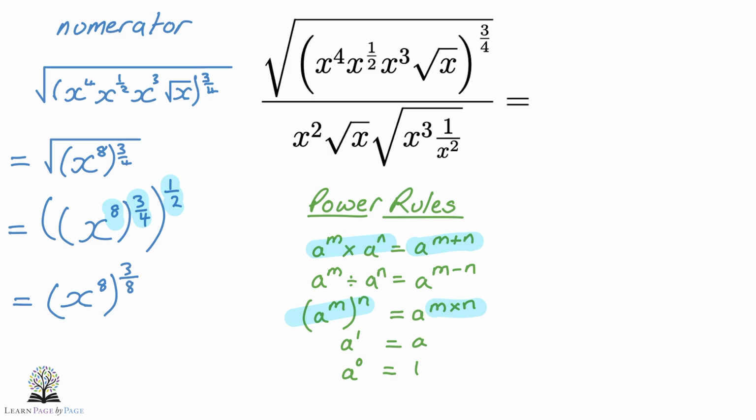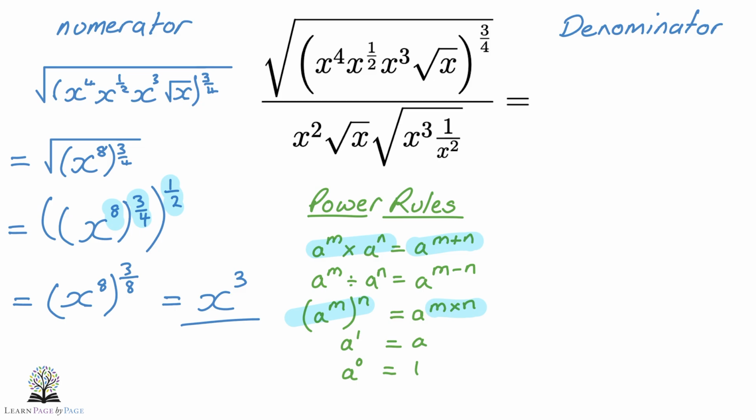And now we can go ahead and multiply those powers. And that's 3/8 multiplied by 8, which will give us 24/8, and that will equal 3. So we have x cubed. And there's our numerator. Now let's work on our denominator. We do this over on the right.